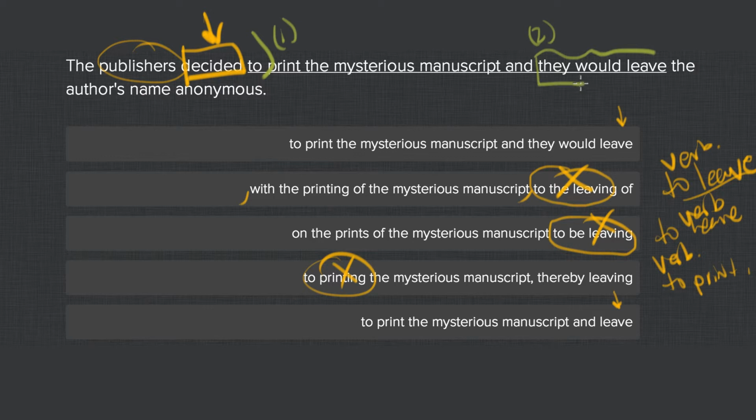Now, we want these to be parallel in a structural sense. So, for example, since print is a verb, you want to have a verb in the second parallel element to be parallel. Print is a verb, they is actually a noun, so that's a problem. Right, so let's say this is wrong. But in the last answer choice, they decided to print verb and leave verb. So that's going to be your correct answer.